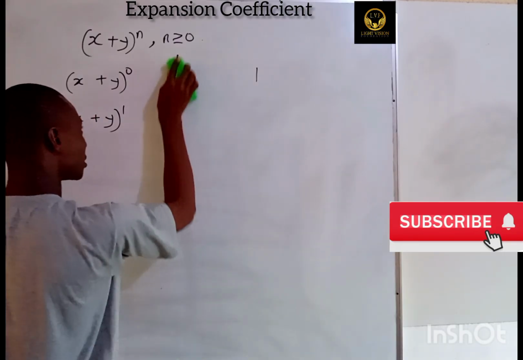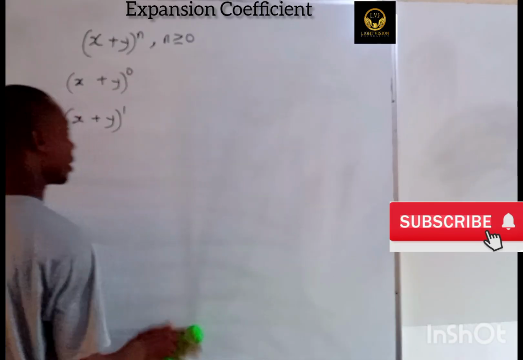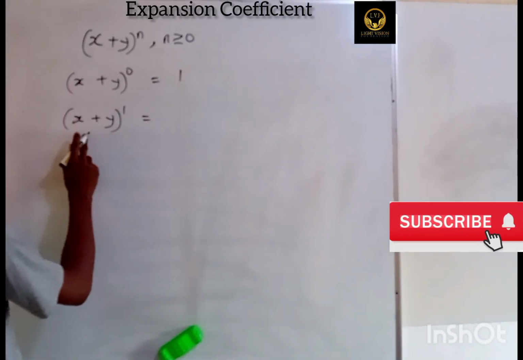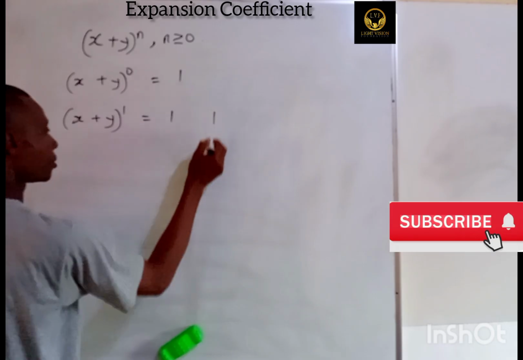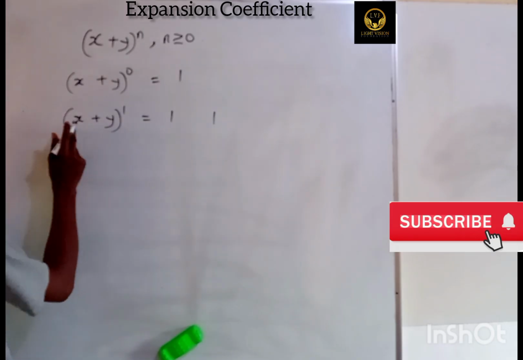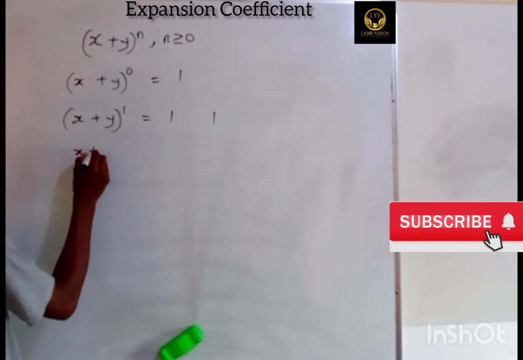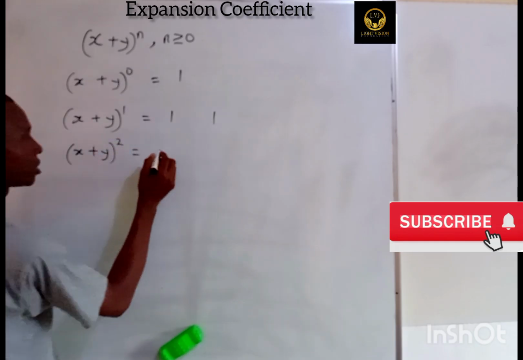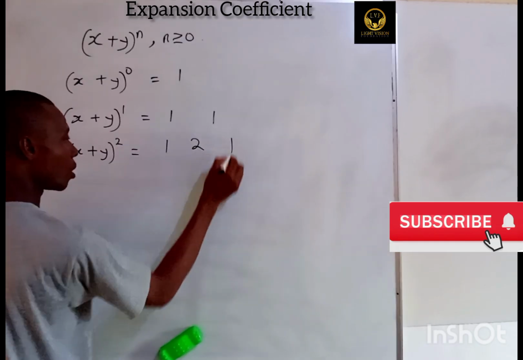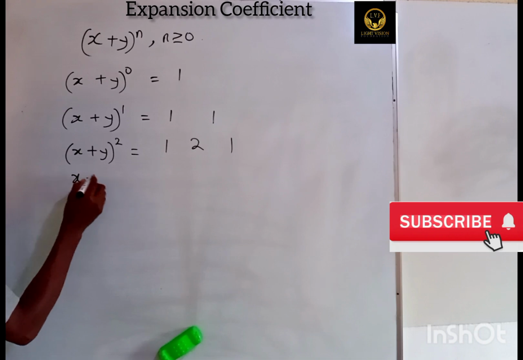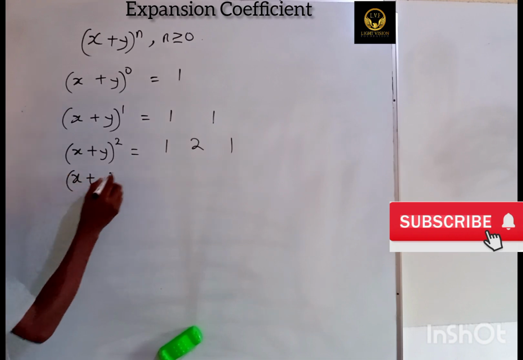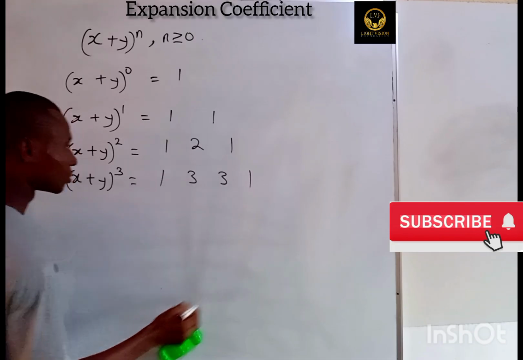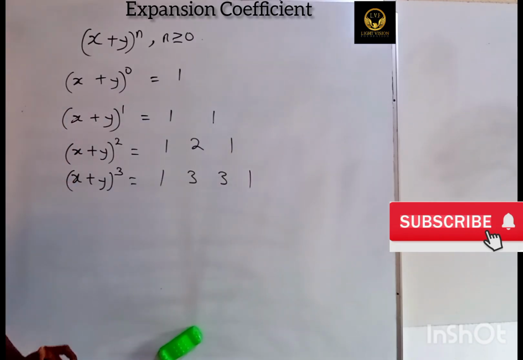x plus y raised to power 1, the coefficients are 1, 1, because when we expand this, x is 1, y is 1. x plus y all squared, the coefficients are 1, 2, 1. Now x plus y all cubed, we have 1, 3, 3, 1. Now these are all the coefficients.